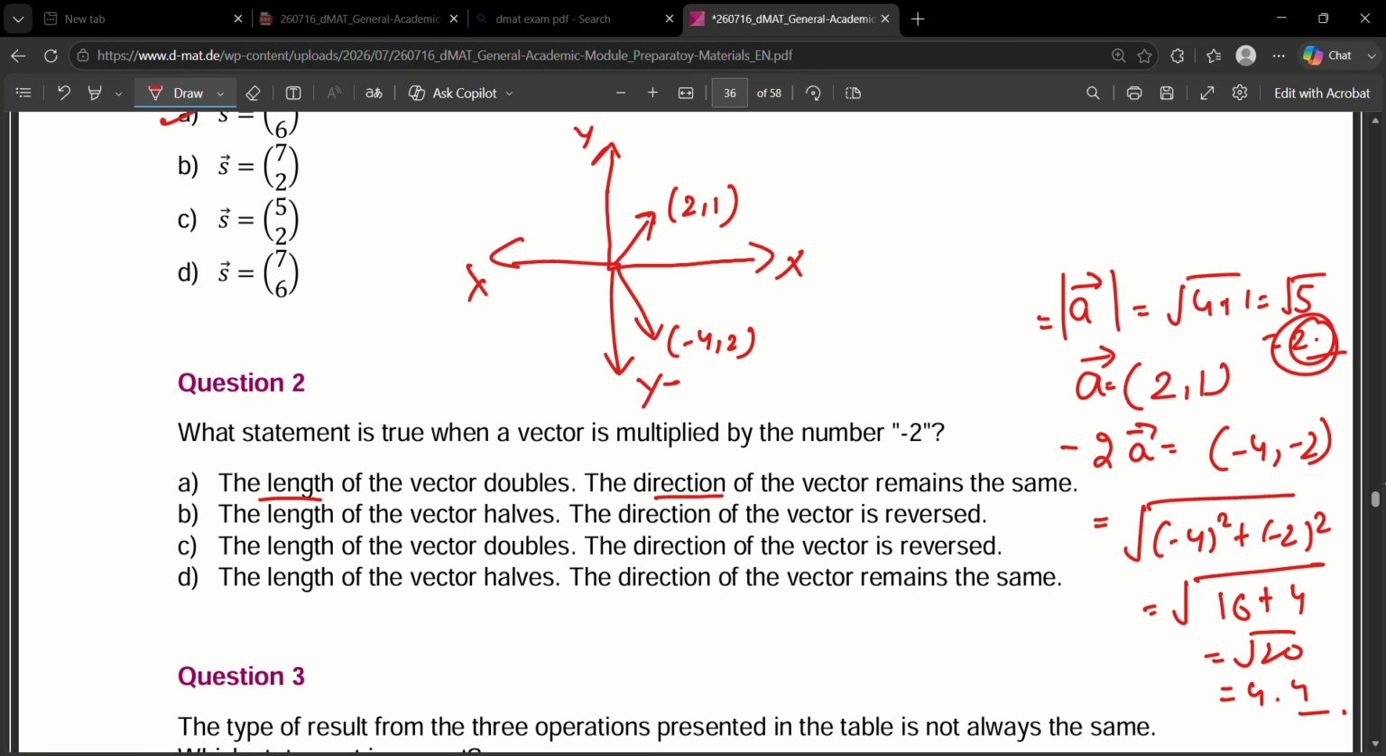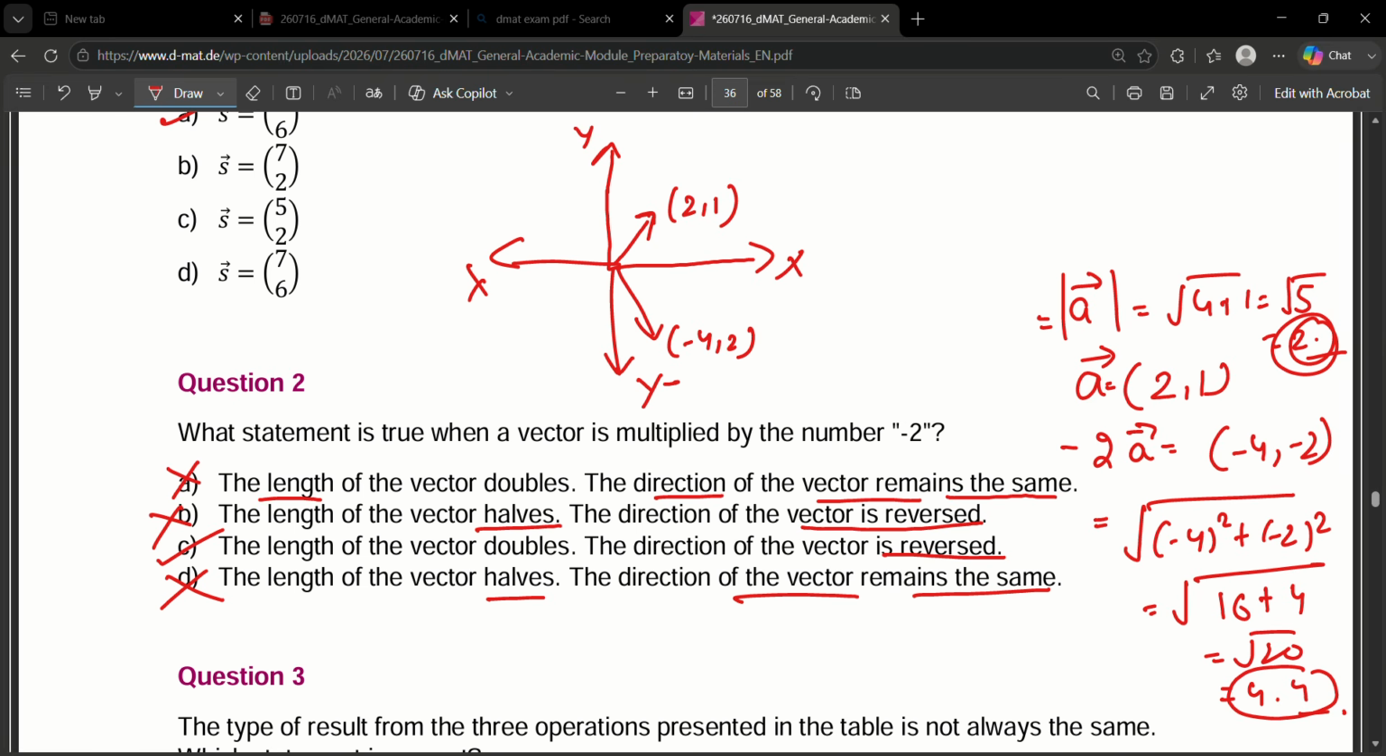Here the length is 2. When we multiply by minus 2, that would be doubled. But the direction of the vector doesn't remain the same. It would be in the opposite position. So this is wrong: the length of the vector halves, the direction of the vector is reversed. No, it doesn't get halved, it gets doubled. Reversed is okay, but that is wrong. The length of the vector doubles, the direction of the vector is reversed. That is correct. The length of the vector halves, the direction of the vector remains the same. That is wrong. So the C option is correct. I have given you an example as well.